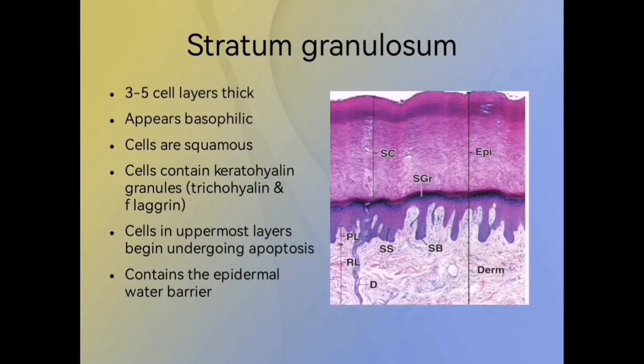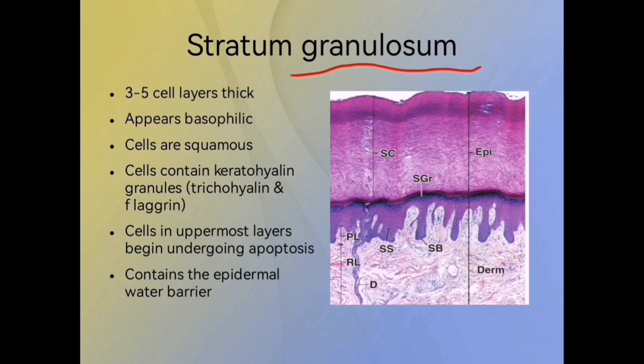Now for the stratum granulosum, this is mainly a 3 to 5 cell layer thick, and it appears deeply basophilic due to the abundant granules present in its cytoplasm. That's why it is termed stratum granulosum. It is granules in its cytoplasm.